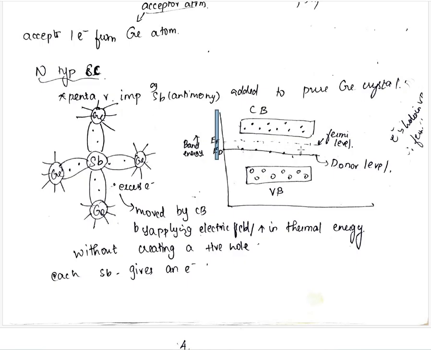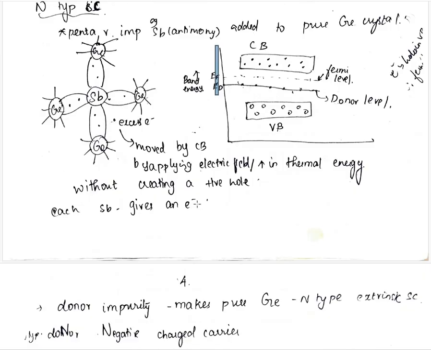The donor level line lies below the Fermi level line. The Fermi level line lies exactly in the center between the valence band and the conduction band, and the donor level line, which is also an imaginary line, lies a little near the conduction band. So it lies near the place where there are more charge carriers. Here more charge carriers, free electrons, are there, so it lies near the conduction band.